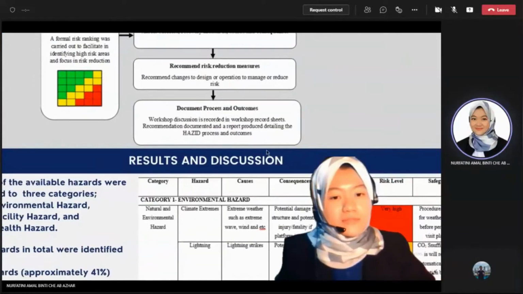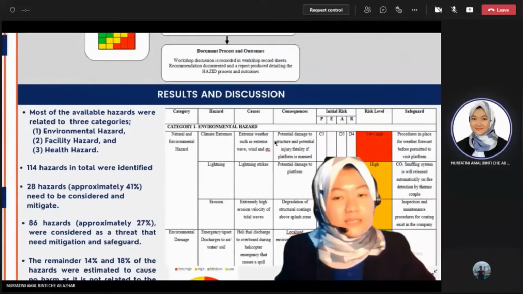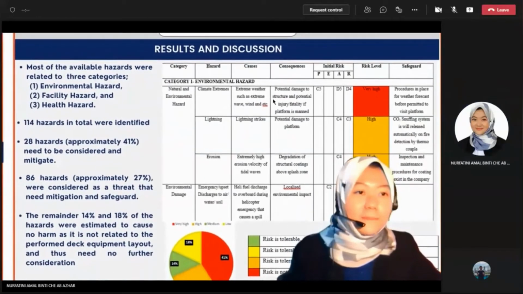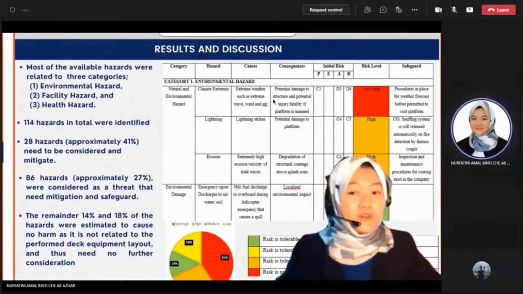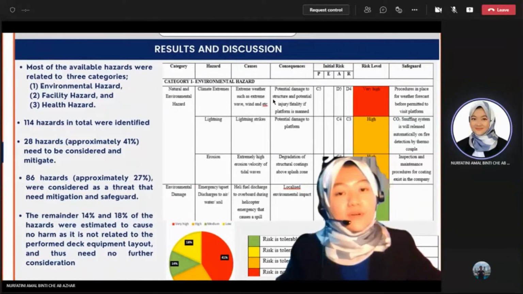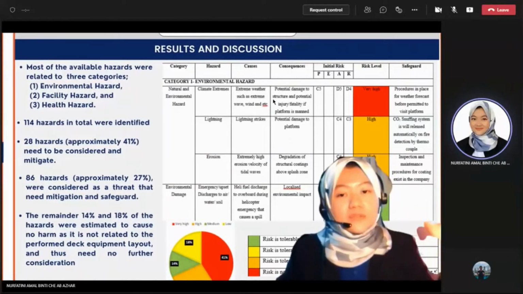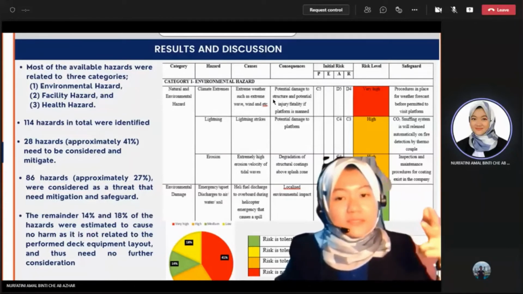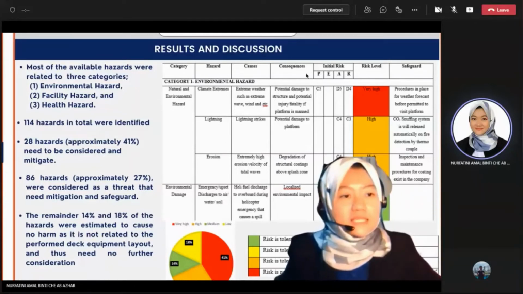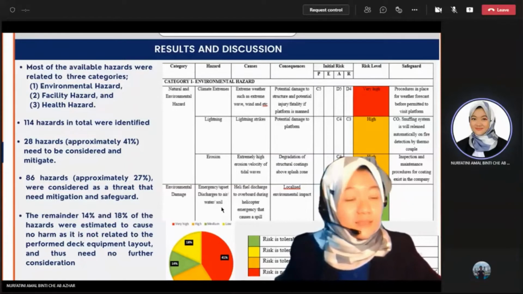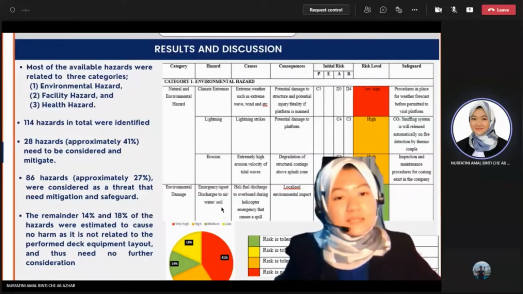So, as my results and discussion in this study, for main deck and heli deck, it involves only 3 categories out of 5 categories. So the 3 categories are environmental hazards, facility hazards, and health hazards. As you can see here, this is the tabulated data from the risk assessment studies.